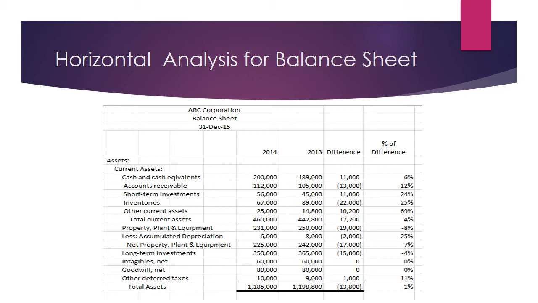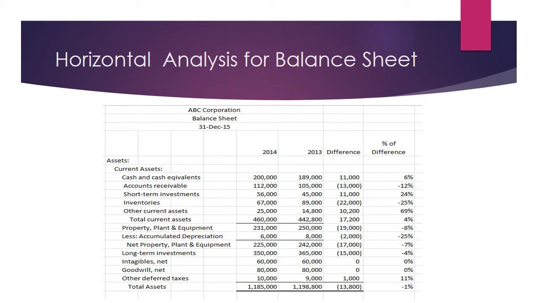My inventories decreased by 25%, which can be a good thing, because if I'm decreasing my inventories, that means I don't have as much on stock, and if I don't really need to have that, then I don't need to tie up my money in stock that's going to sit on the shelf, right? Okay, so other current assets, and I got a total current assets increase of, what was the difference? A positive difference of 17,200, or 4% overall. So that was my current assets.